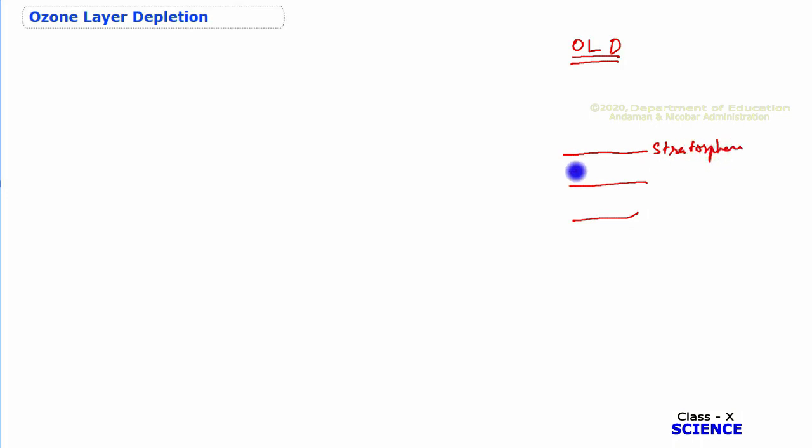Stratosphere. And this stratosphere is full of triatomic oxygen molecules, which we call ozone. And the main function of this ozone, which we have discussed, is that it protects the earth's surface from the reach of harmful radiation such as ultraviolet radiation. So ultraviolet radiation, you know the impact of ultraviolet radiation.